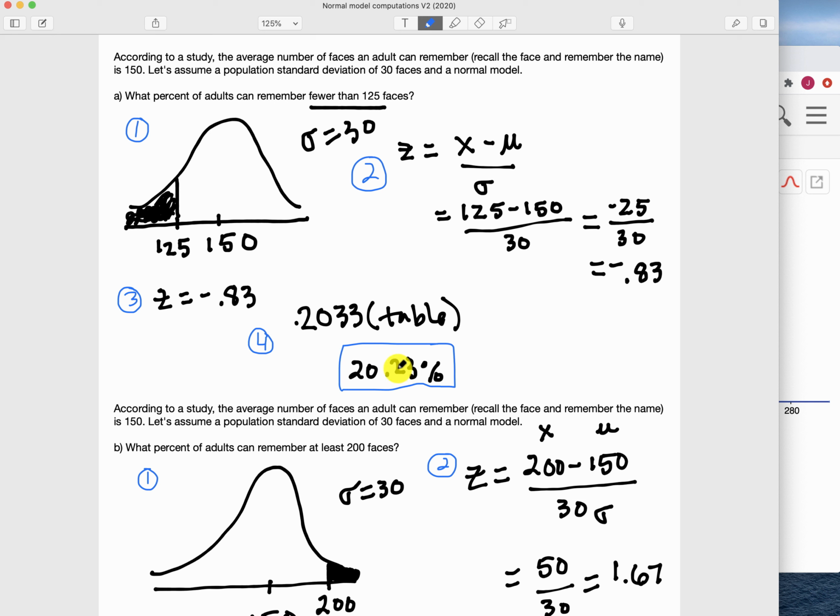So if you do have questions, you can always talk to your instructor about how correct your answer is. But normally, both of those answers would be considered correct. So there you go, our first example of computing the probability to the left of a cutoff using the normal distribution.